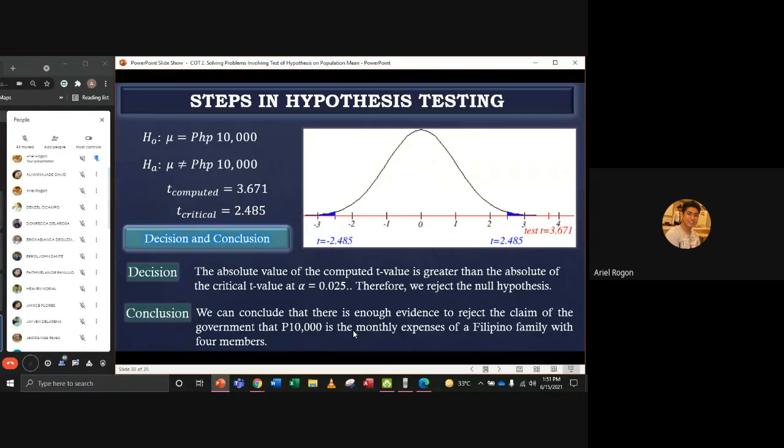Doon pa lang we can support na rejected yung claim ng government na 10,000 yung monthly expenses ng Filipino family with 4 members. Doon pa lang, 'di ba? Based on your family needs, we can prove that the government claim is not true. So ganun dapat. Okay, naintindihan?